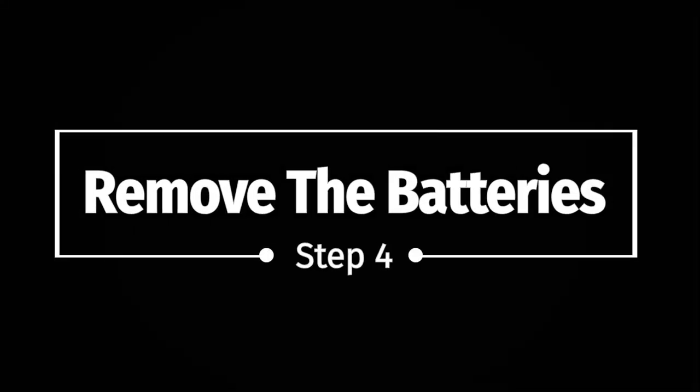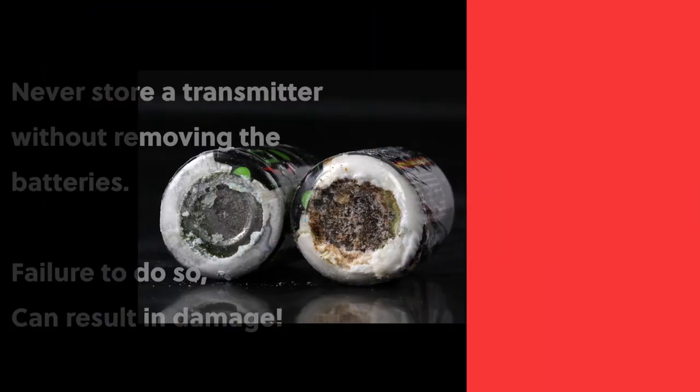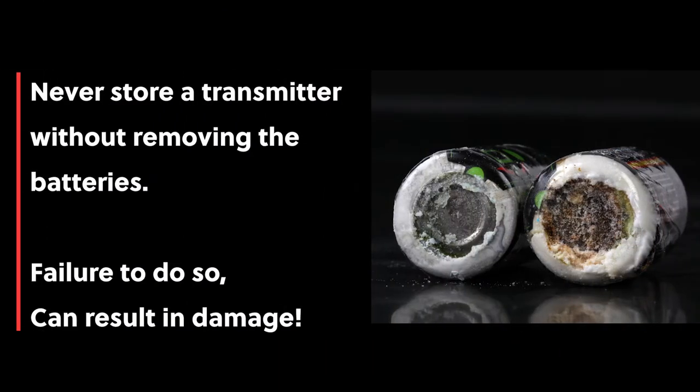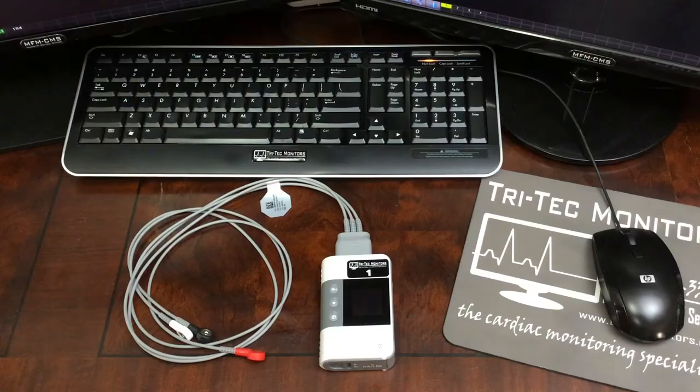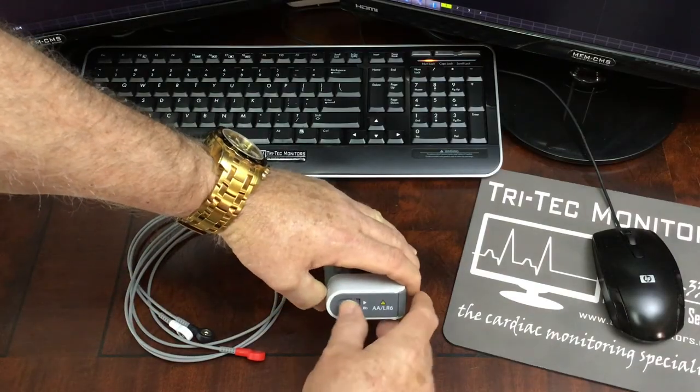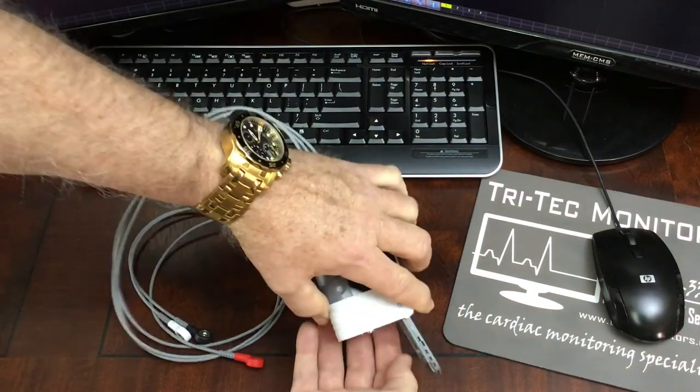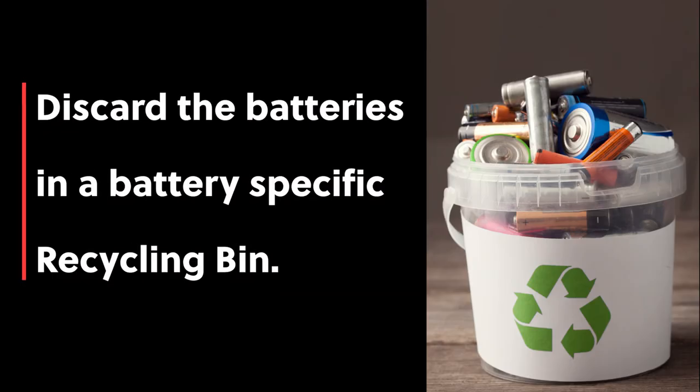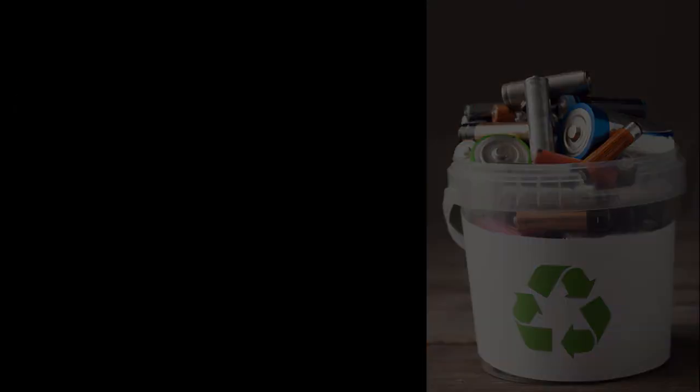Step 4. Remove the batteries. Important. Do not store the transmitter before removing the batteries. Doing so could cause the used batteries to leak corrosive fluid and destroy the transmitter's circuitry. To remove the batteries, unlatch the battery compartment and remove the batteries. Please discard the old batteries in a battery recycling bin.